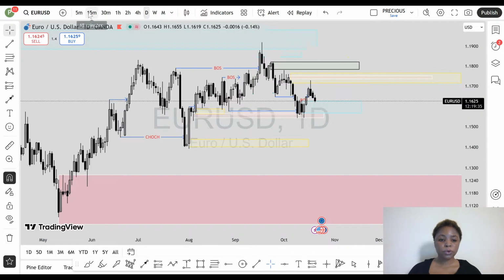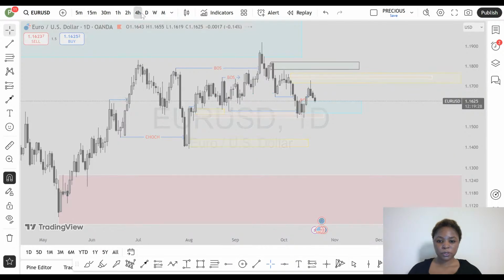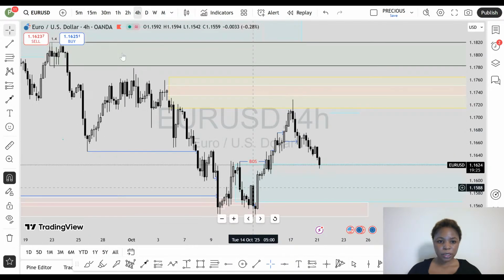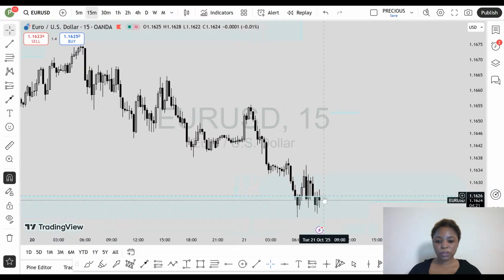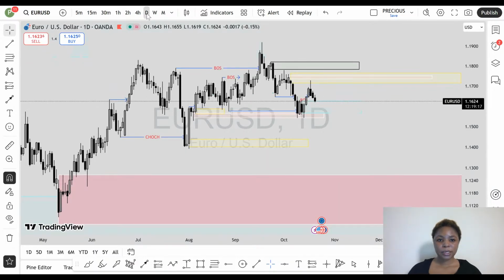So for a trade idea now, watch out for this zone here. Watch out for this zone here and expect a change of character upward, a break of structure upward from this zone. Then we can now buy and take profit from this level here. This is the level we are taking profit from. This other block has already been mitigated.